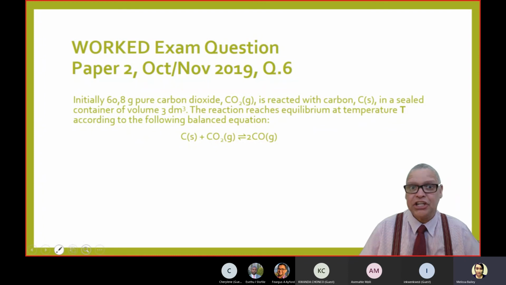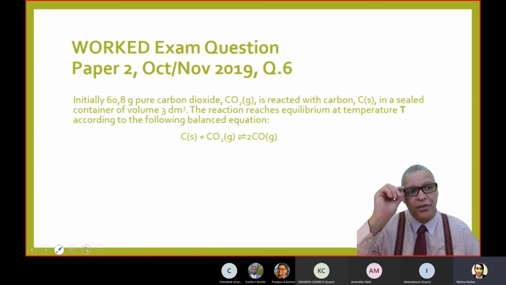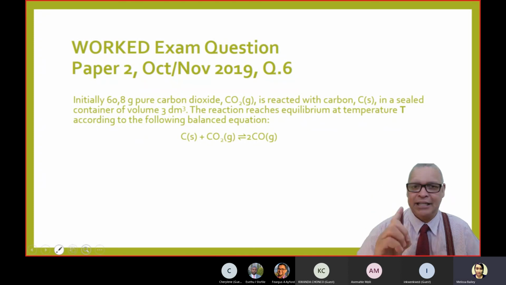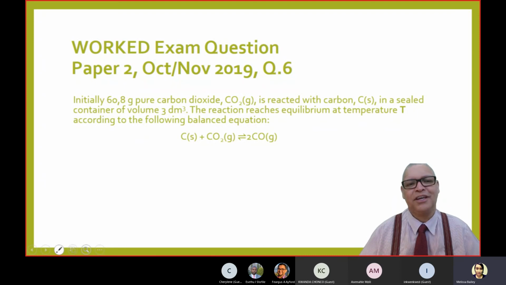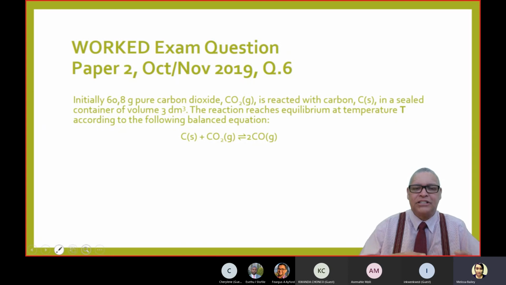So the question reads, initially 60,8 grams pure carbon dioxide. And it tells us the chemical formula for that is CO2, we know that, and it's in the gaseous phase. So therefore it's going into the Kc expression because it's a gas. Is reacted with carbon. Carbon is a solid. Carbon, because it's a solid, is going to get the value of, I can hear you saying it, yes, 1 in the Kc expression.